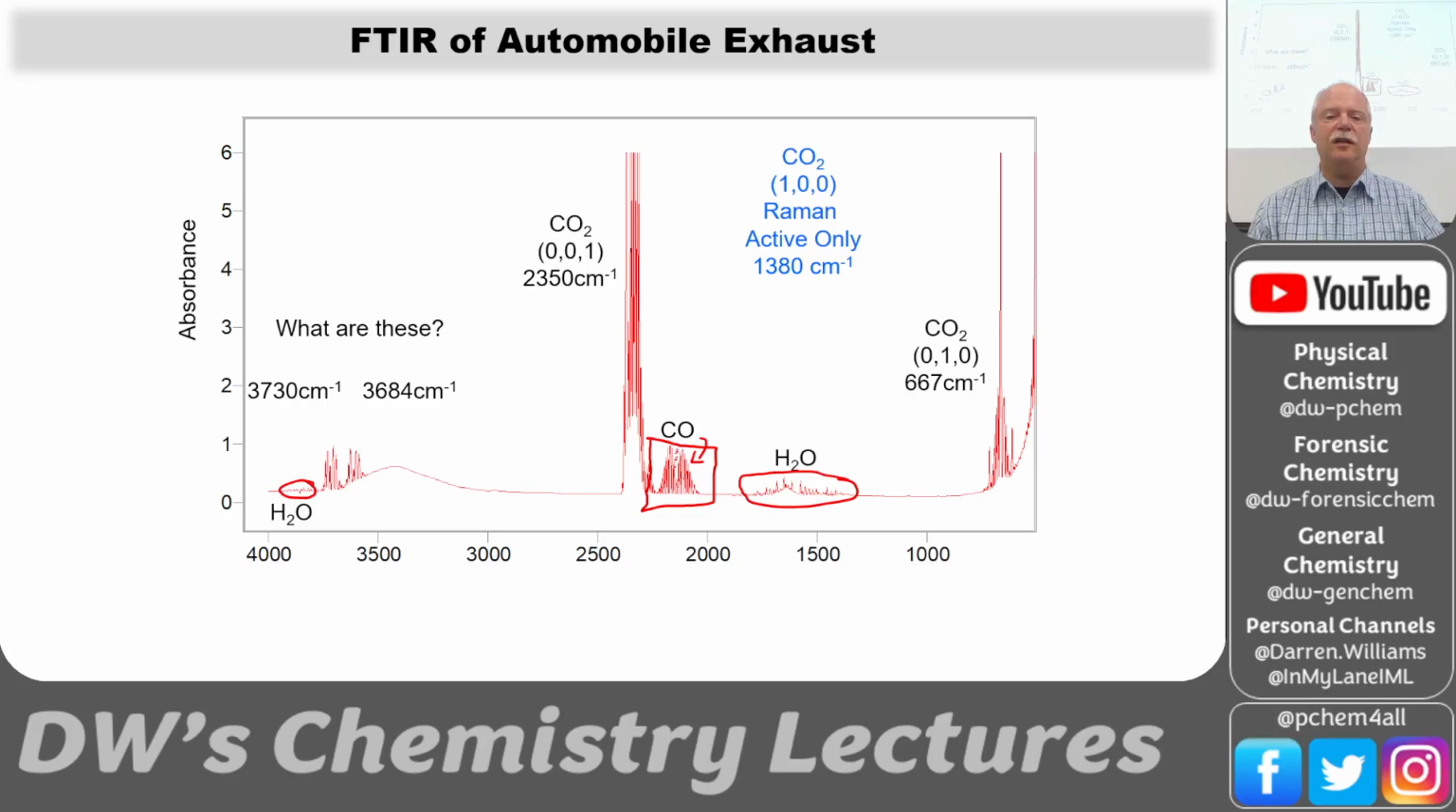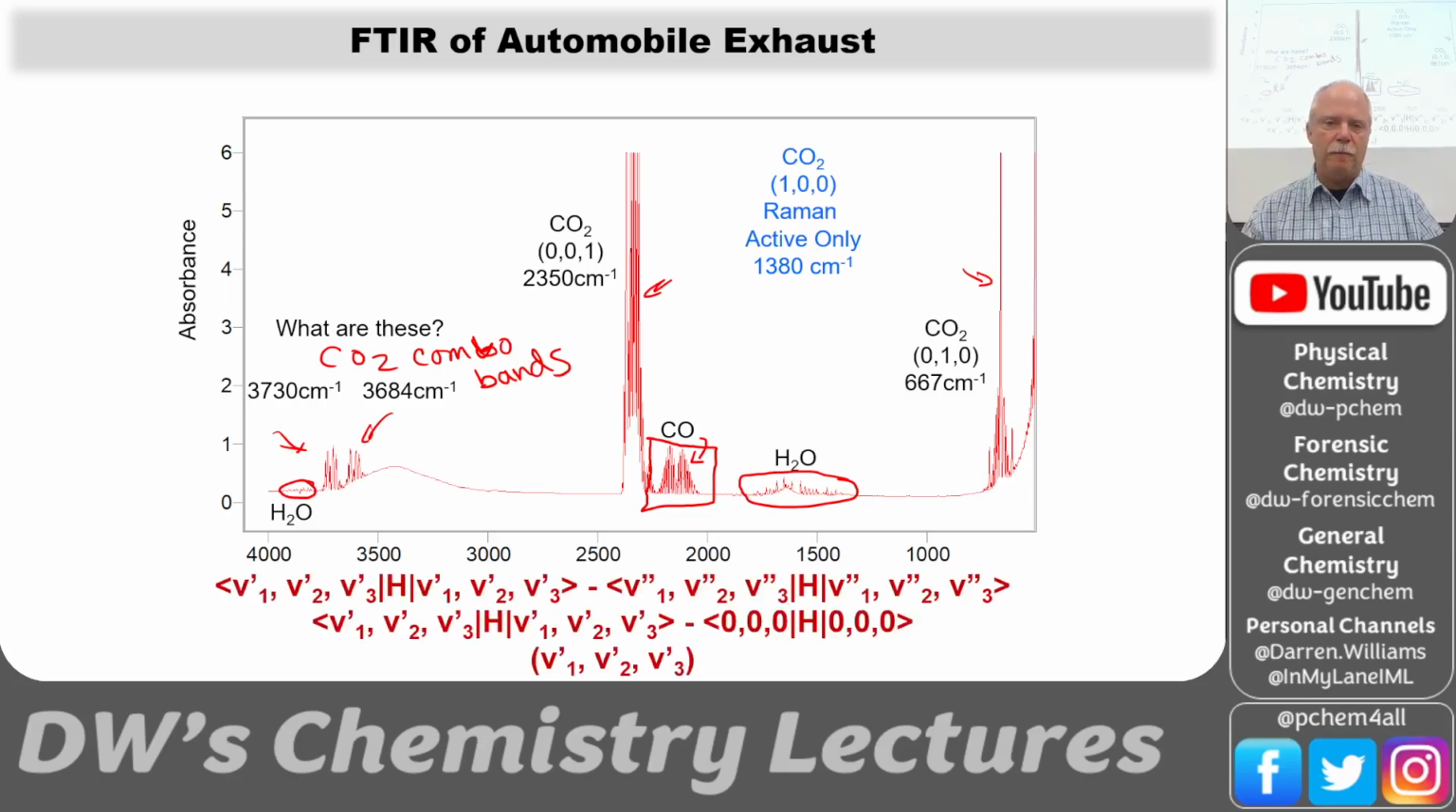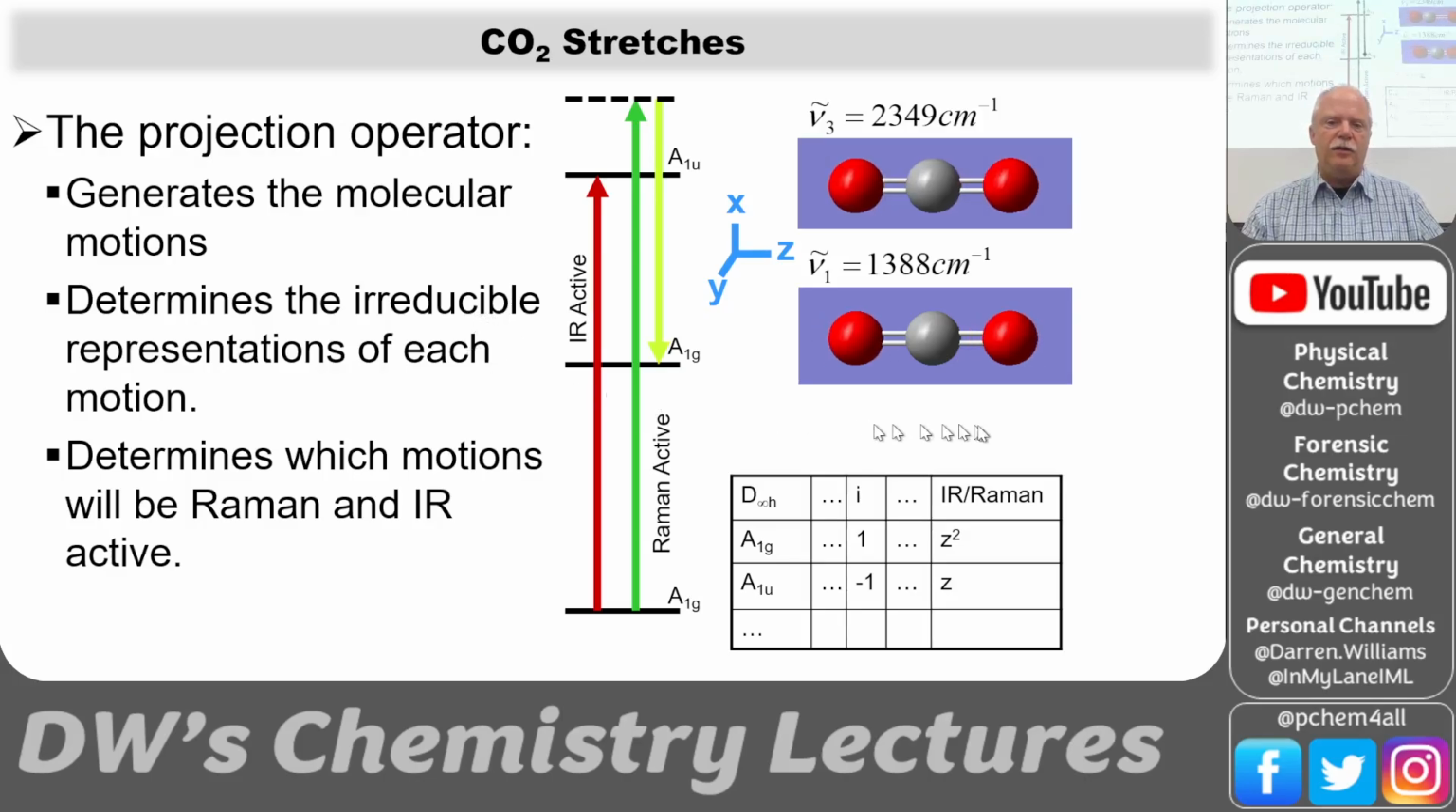Those are the rotational lines on top of the vibrational transition for carbon monoxide. Then we have CO2 here, here, and then there's a Raman active mode of CO2. These over here are combination bands, and we'll learn about those. So these are also CO2, combo bands. So here are the CO2 stretches.